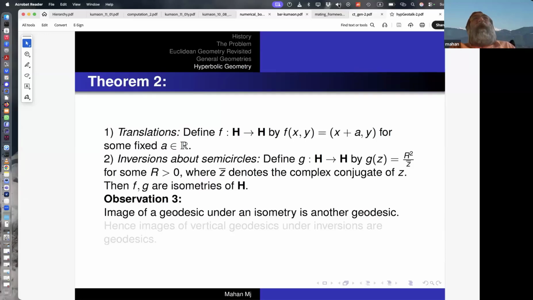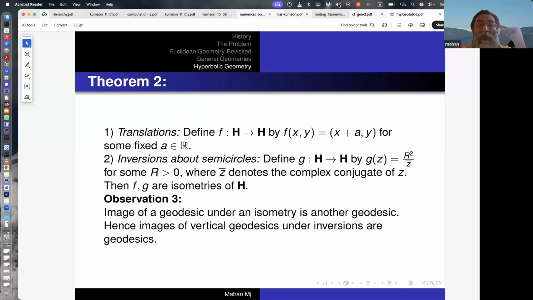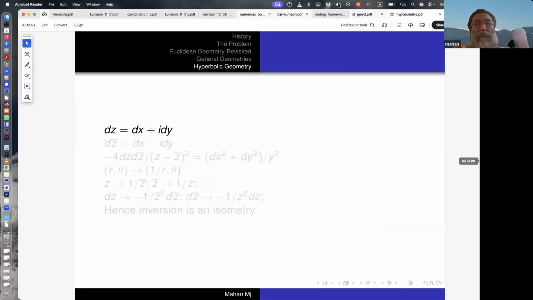Why? Basically, if a line is the shortest distance between a pair of points, you act on it by the isometry, and the image of the geodesic is going to be the shortest path between the images of the points. So images of vertical geodesics under inversions will be geodesics. So if we can prove that this inversion about semicircles is an isometry, we will potentially have a new class of geodesics, a new class of straight lines in this modified geometry. So let's do this computation.